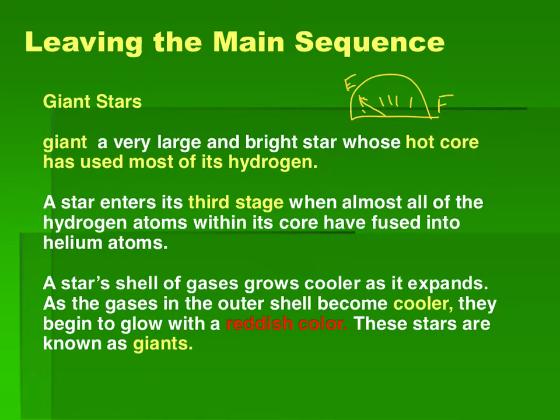This is the third stage, when almost all the hydrogen is used up, and the star starts to turn a reddish color. It becomes cooler. They begin to grow into things known as giants. Stars generally aren't born as giants, but they become them, which is an important thing to understand here.